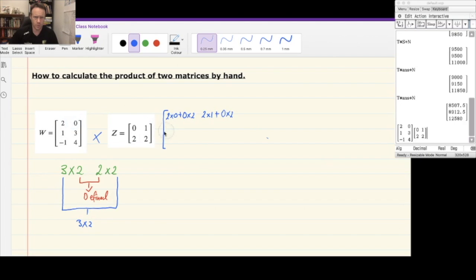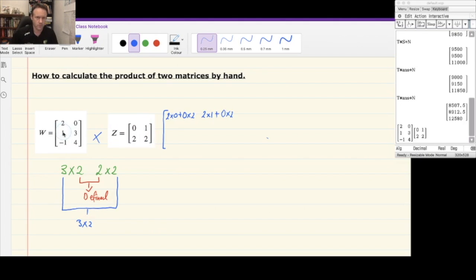We've used up all the columns on the second matrix, so we can't use the top row of the first matrix again. Next we want row 2 by column 1, and then row 2 by column 2.